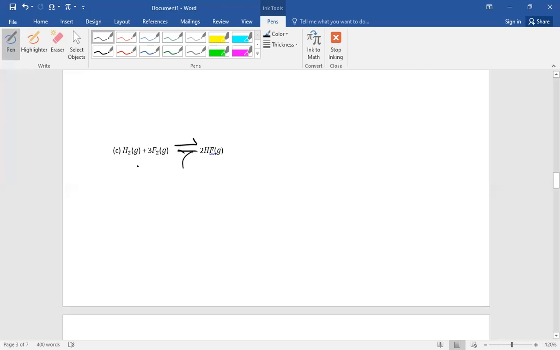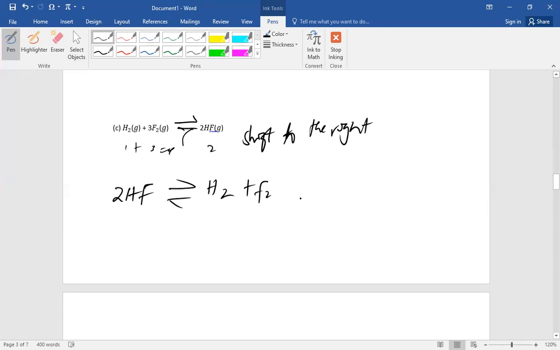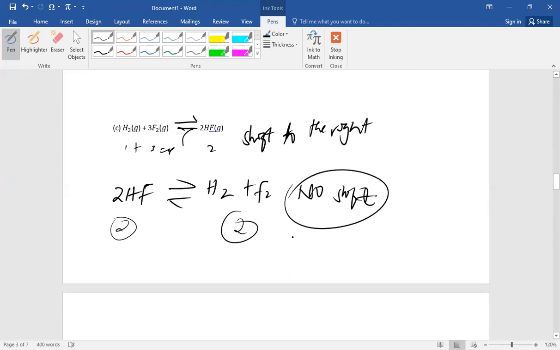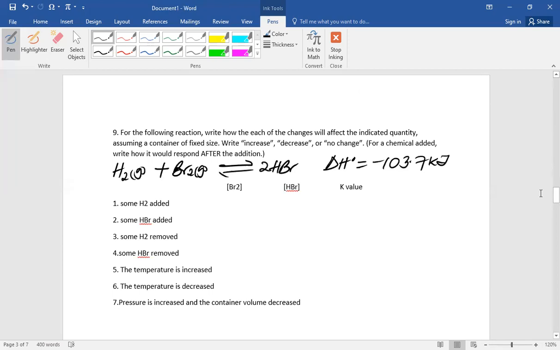Okay, so we have H2 plus this. Here, this would be 1 plus 3, which is 4, and the shift goes to the side where there are 2, so the shift should be to the right. But how about H2 plus F2? That's 2 on each side, so there's no shift, since there is an equal number of reactants and products. I hope that was a good example, because it's taking something that we have not looked at in a while.